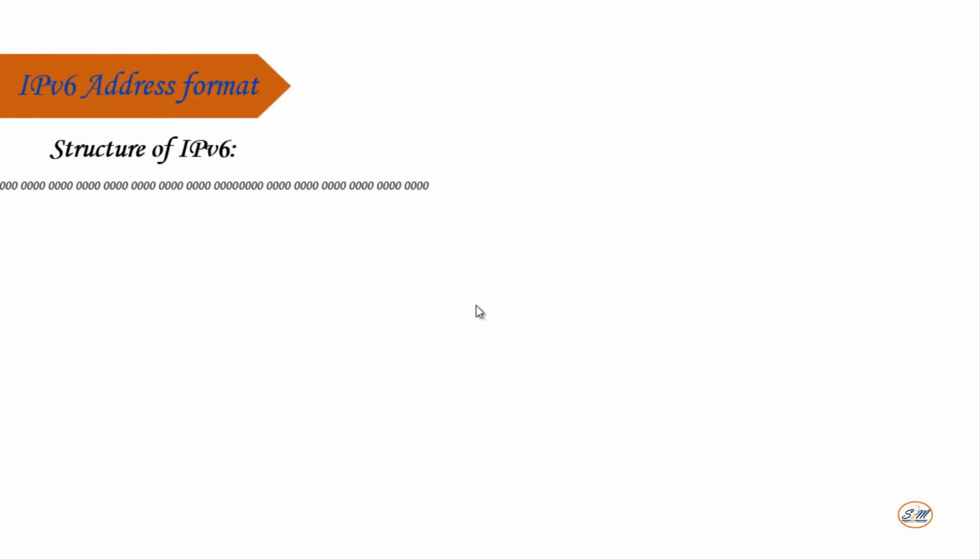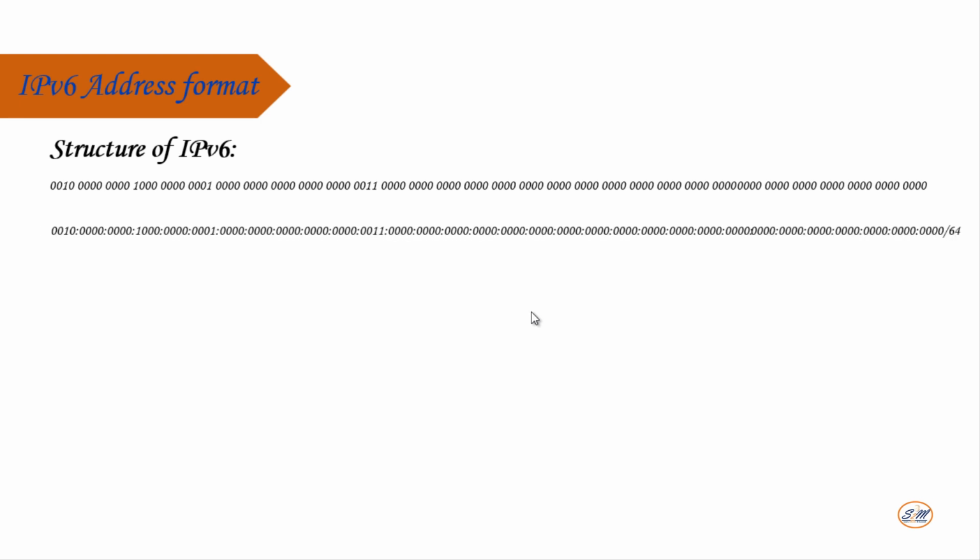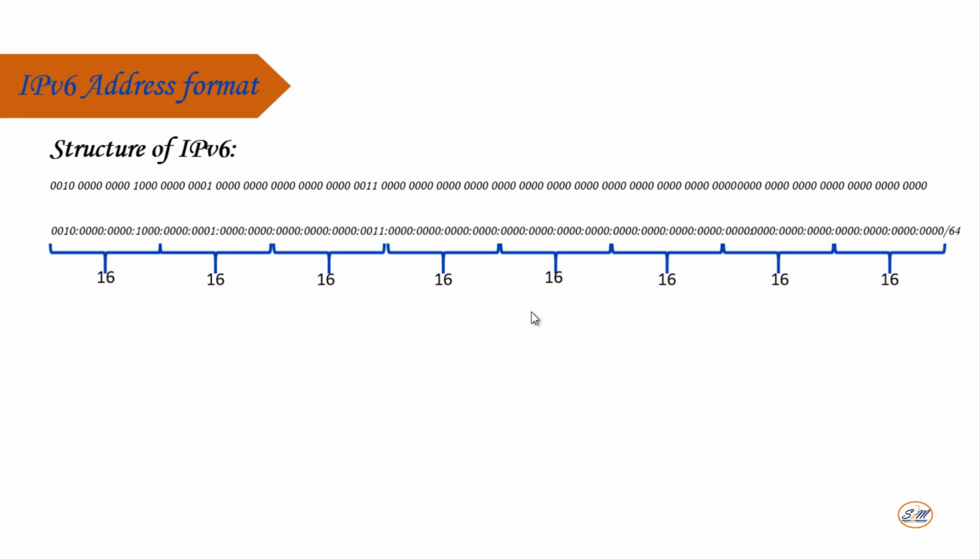The structure of IP version 6. With IP version 6, we have 128 bits. With IP version 4, we have only a 32-bit address, and there we use dotted decimal. With IP version 6, we use hexadecimal. So let's simplify this address.